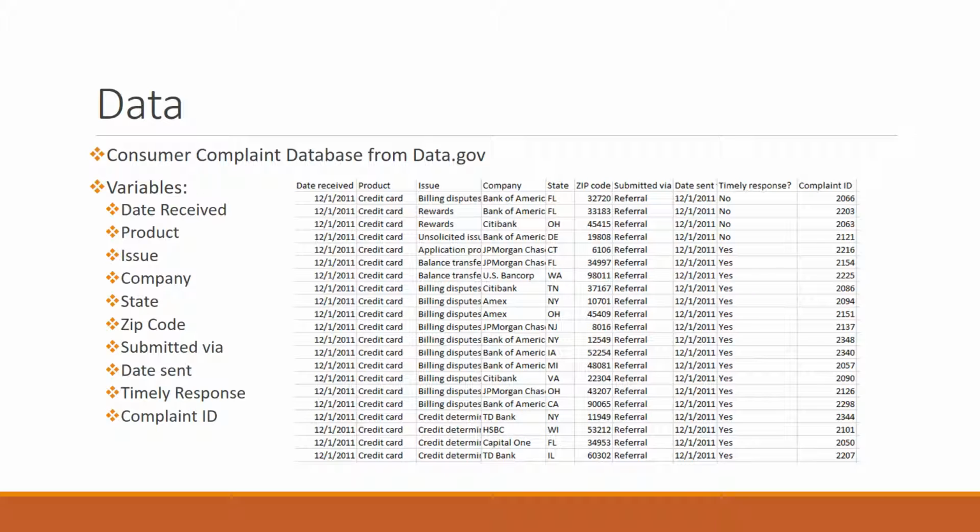Next, we'll use whether there was a timely response to answer the research question. This variable is answered in yes or no. While there is no definition of what is considered a timely response, we can assume that it's standard relative across all points.